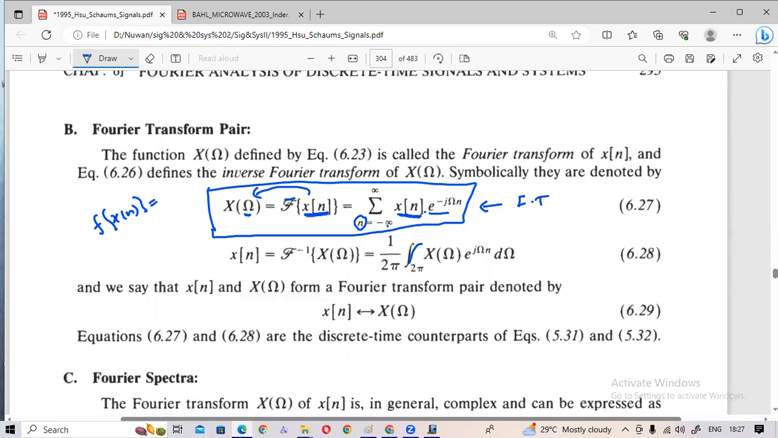So now if you want to convert this X of omega back into the time domain, into x[n], you have to take the inverse Fourier transform of this X of omega. So this is the notation, F to the power minus one, which refers to the inverse Fourier transform. You have to multiply X of omega using the term e to the power j omega n. Here I put minus, no, so here it is plus, not minus.